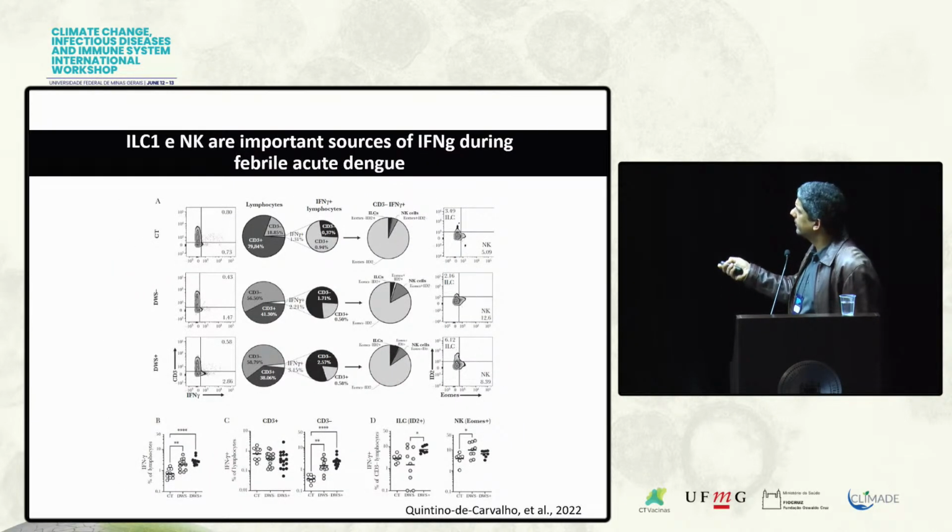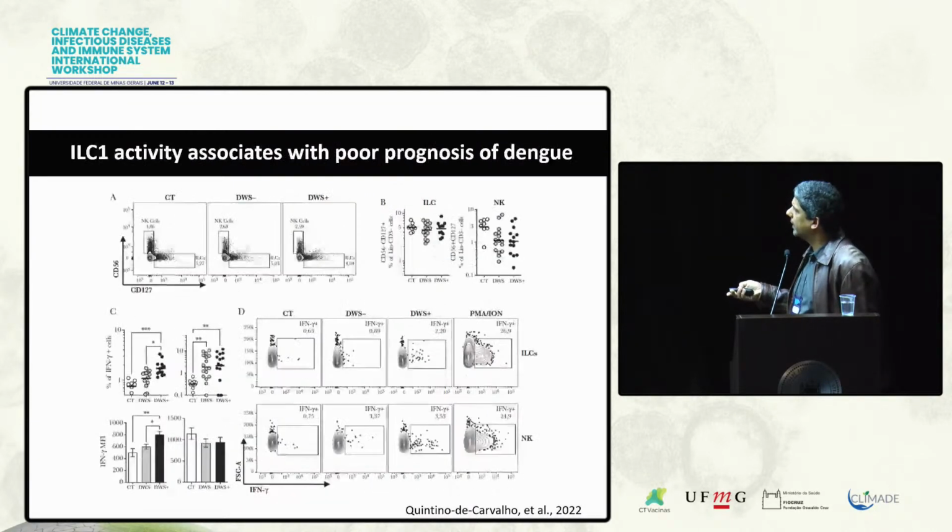Because I didn't like this result too much, we decided to use another way to identify these lymphocytes, these innate lymphocytes, which is CD56 and CD127. So CD3 negative, CD56 positive usually are NK cells, while CD3 negative or lineage negative, CD127 positive usually are ILCs.